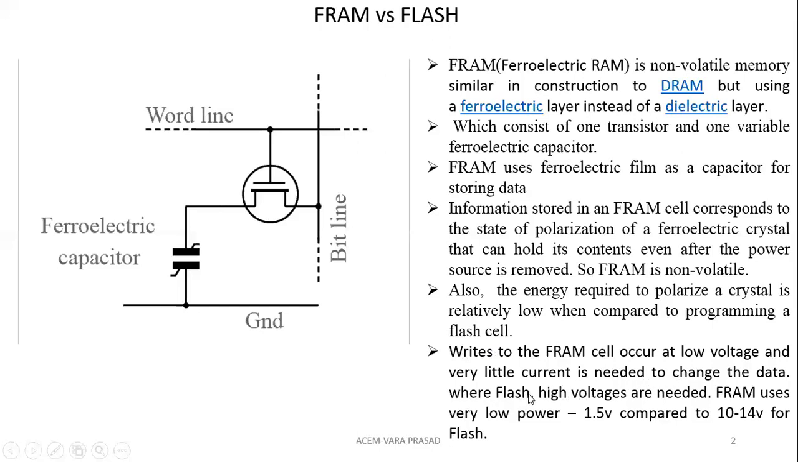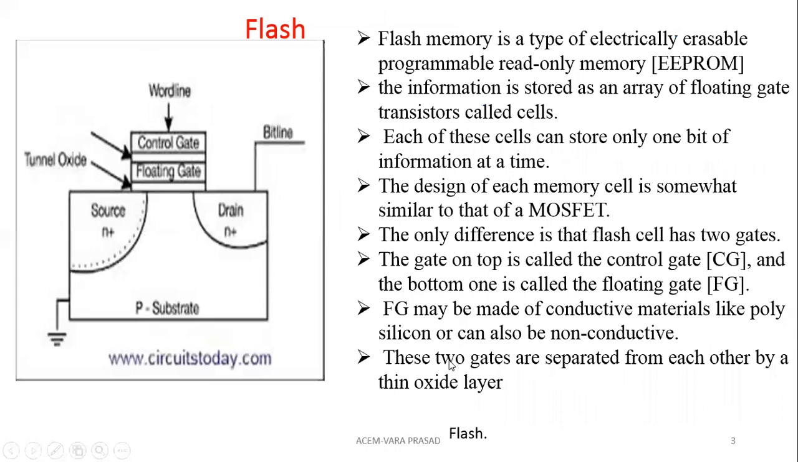Whereas flash requires high voltages. For example, FRAM requires a very low voltage, that is 1.5 volts, whereas a flash memory requires 10 to 14 volts. That is a very high voltage compared to FRAM.